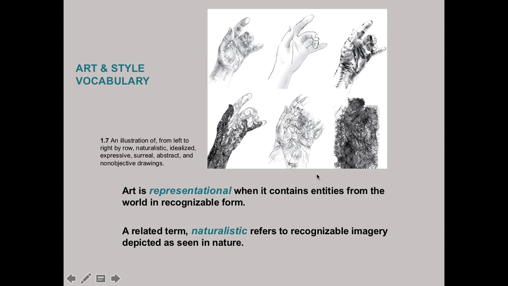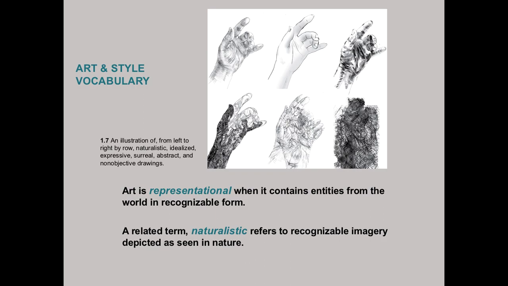So we go back to Picasso's Mademoiselles. Those are representational, but they're abstract. So sometimes you have more than one designation, more than one style. If we go left to right here, we have naturalistic, right? This is how a hand really looks in the world. Then you get idealized here. This is idealized, so we have a lot of the wrinkles and stuff removed. Now, it's not always the case, but that's a good example.